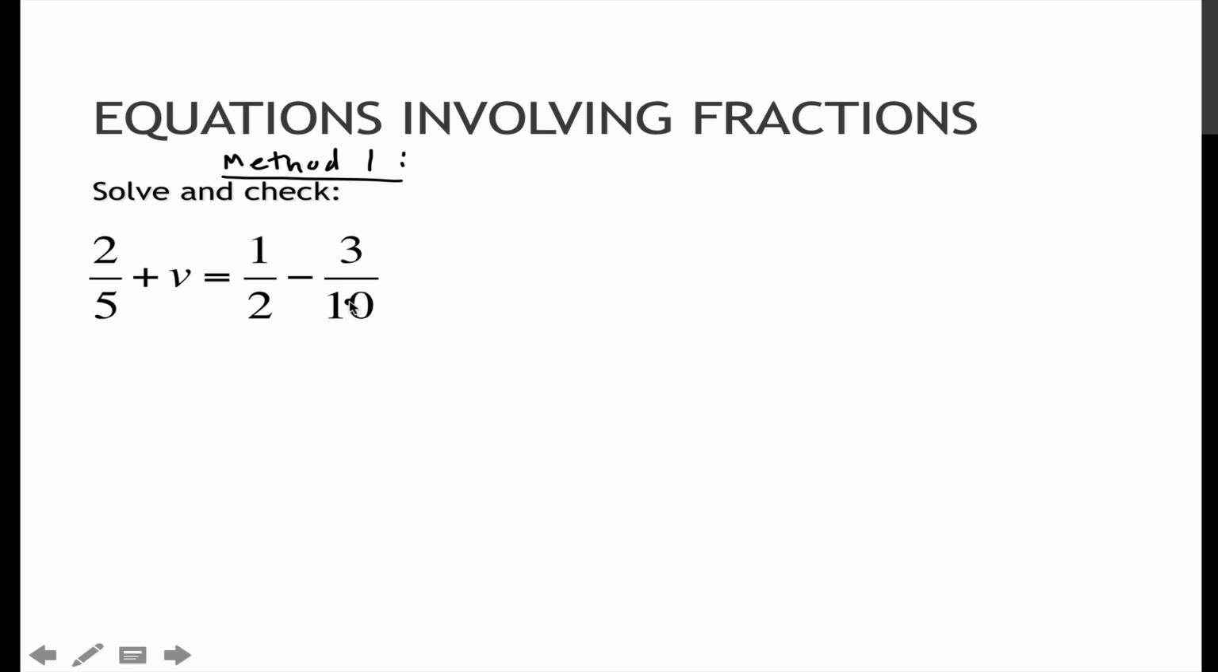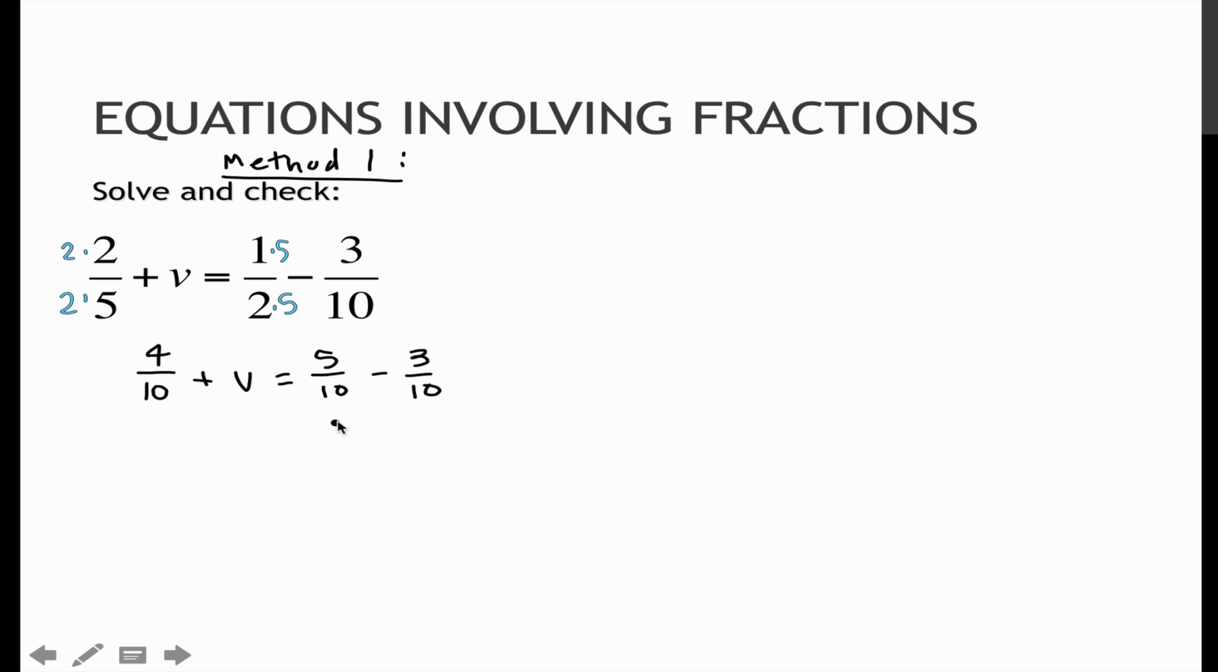So using method 1, I would look at the 5, the 2, and the 10 and decide that I should have a denominator of 10, which means I would multiply my first fraction by 2 on top and on bottom to make it 10, and my second fraction by 5 on top and on bottom to make it 10. That would then give me the equation 4 over 10 plus v equals 5 over 10 minus 3 over 10.